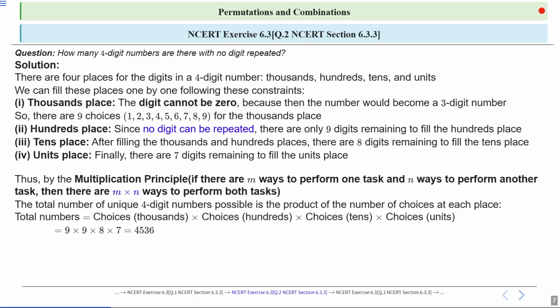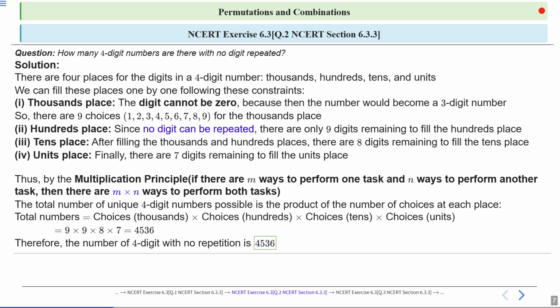The calculation is straightforward. 9 choices for the thousands place, 9 for the hundreds place, 8 for the tens place, and 7 for the unit place. Multiplying these gives us 9 into 9 into 8 into 7, and after multiplying this is equal to 4536. Clear?